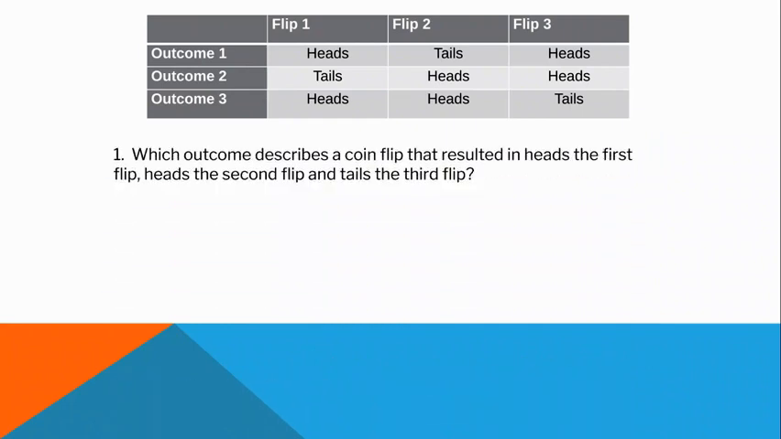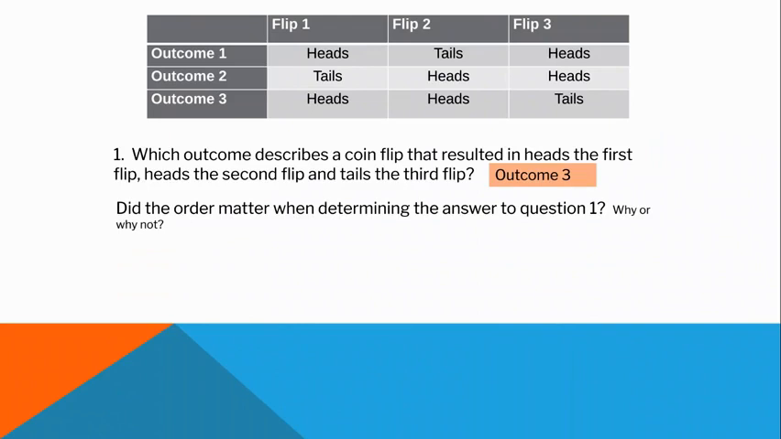Which outcome describes a coin flip that resulted in heads the first flip, heads the second flip, and tails the third flip? Well, there's only one of them. Outcome number 3. It's the only one. Next question, did the order matter when determining that answer? Yes, because it was asked in a specific order.